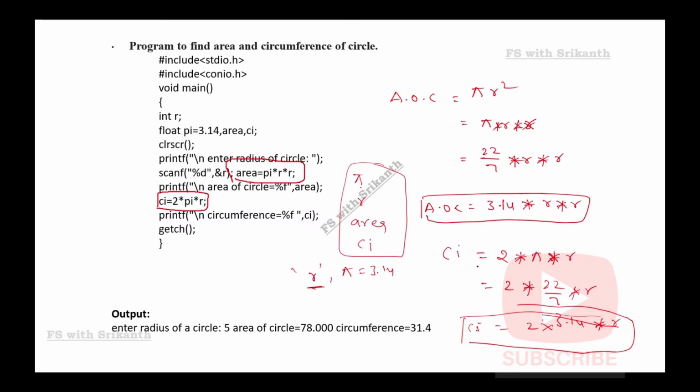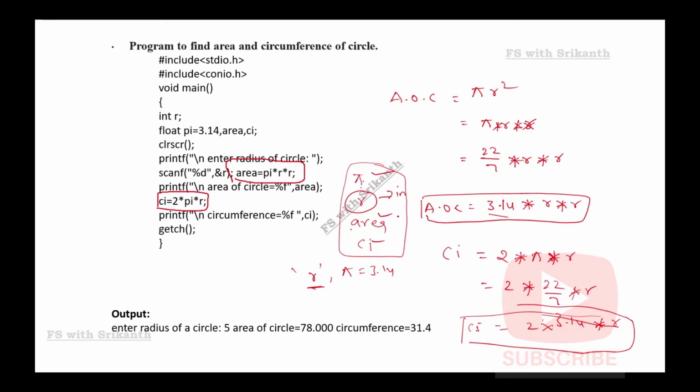Here obviously we know the value of pi. It is 3.14, which means it is a decimal number. Radius also, 90 to 99% of the time we are getting decimal values only. Obviously area is also a decimal number, and circumference is also a decimal number. So here we are considering the radius r as an integer, and the others we are considering float.